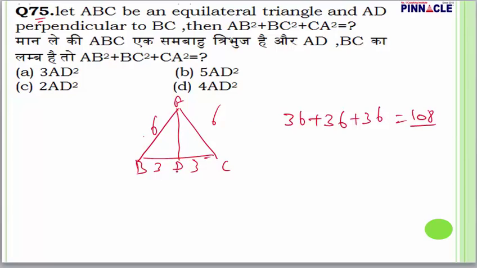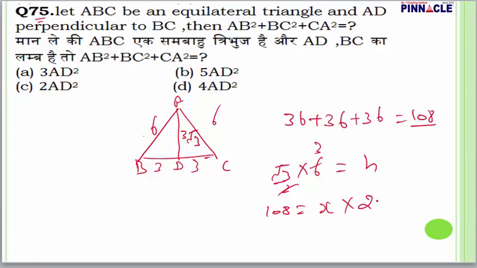This is equal to, in this format, AD square. AD would be equal to root 3 by 2 times a, here a is 6. In other words, you can say this is 3 root 3 AD. So 108 is equal to X, because we have to find the value of this factor. AD square would be equal to 27. The value of X then would be equal to 4 AD square. Such kind of question you can solve by putting in a value that is easy to calculate.